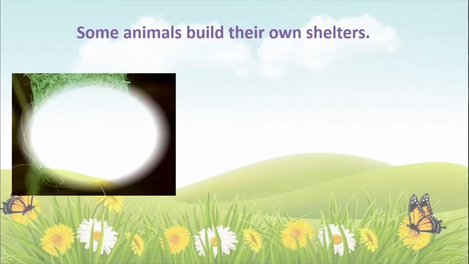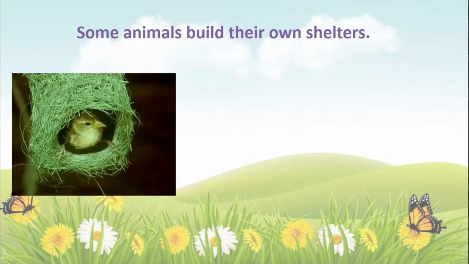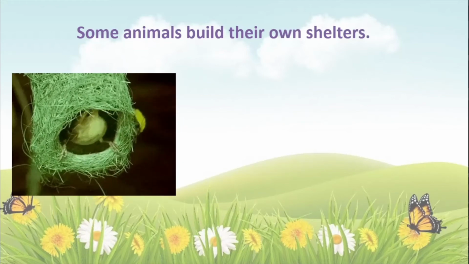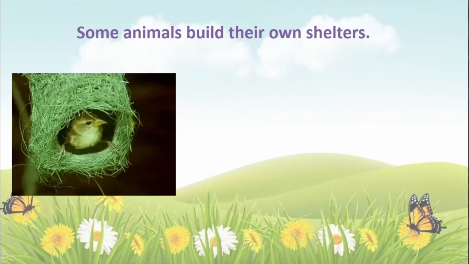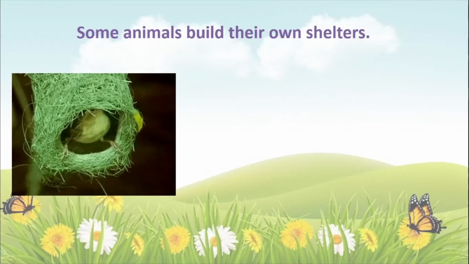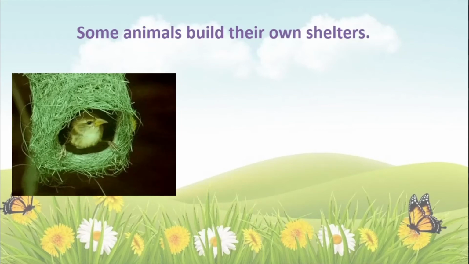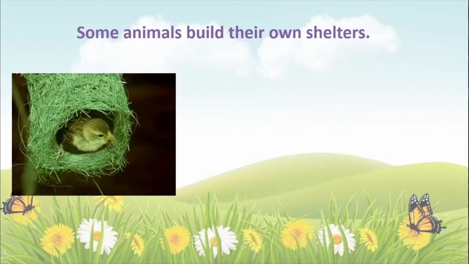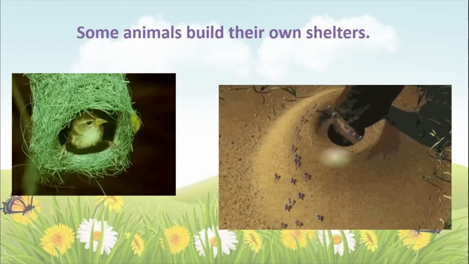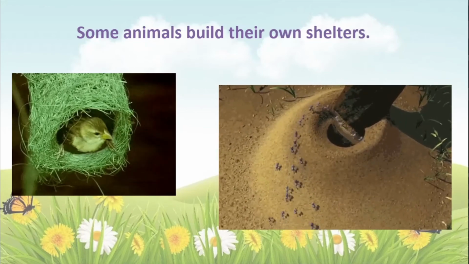For example, look at this. It is a weaver bird. The weaver bird weaves its own nest. It brings pieces of, you can say, twigs and pieces of thread, wool, etc., and it makes its own beautiful nest. Now we also have ants, which make ant hills.